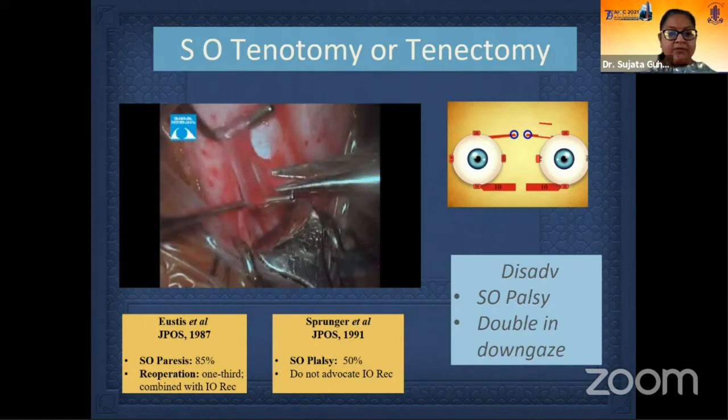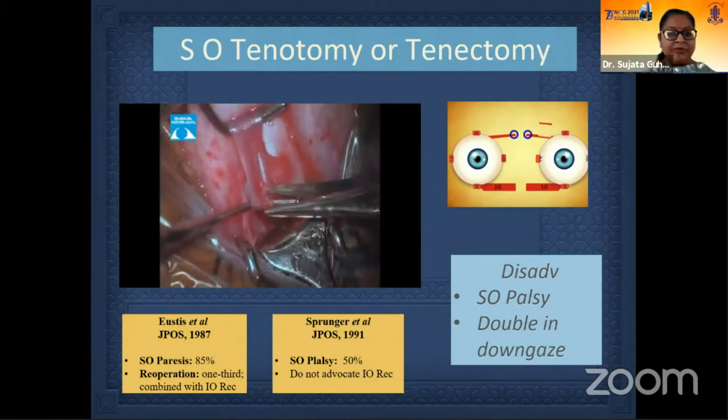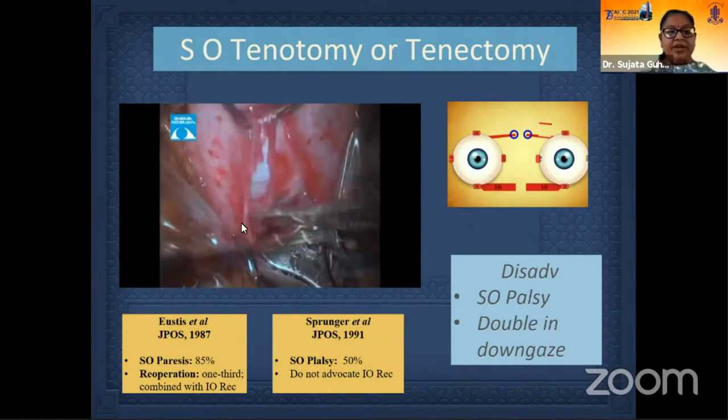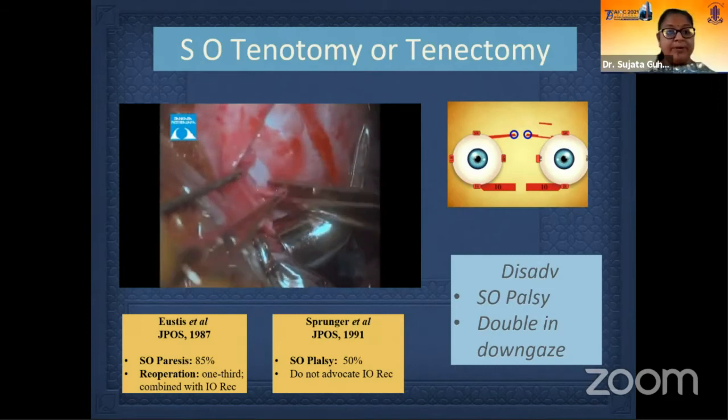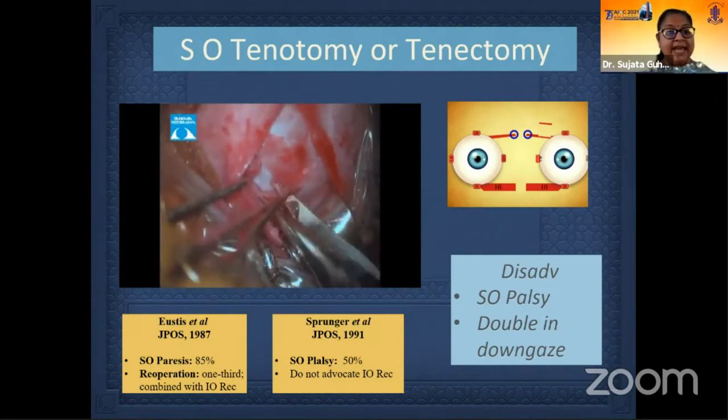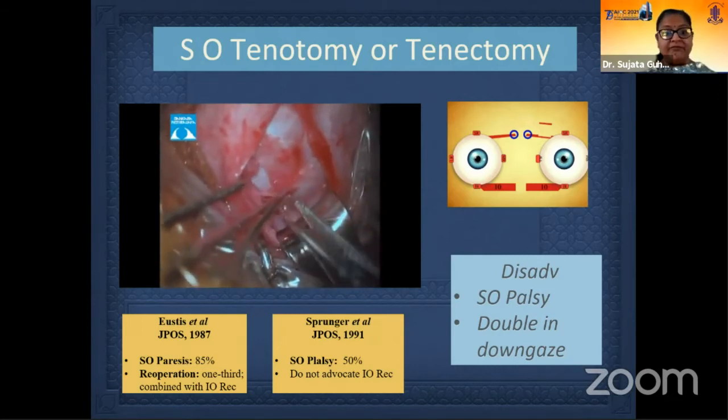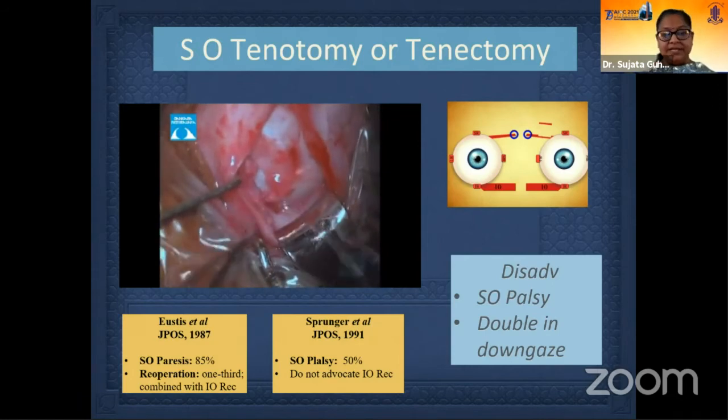Surgeons in the past, when they were doing tenotomy, used to combine it with an inferior oblique recession to counter the superior oblique paresis, and the incidence of superior oblique paresis can be as high as 85% in tenotomy and 50% in posterior tenectomy.